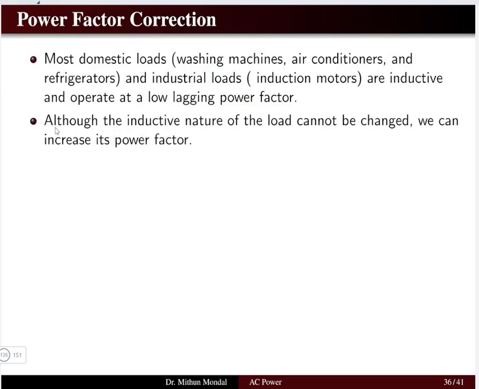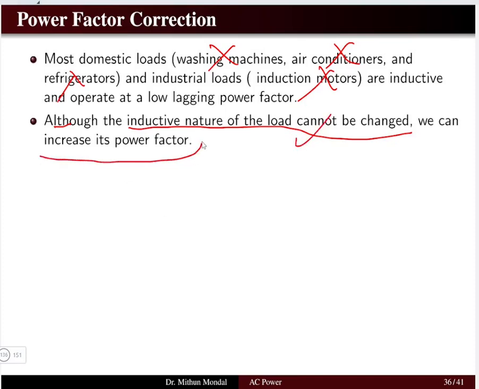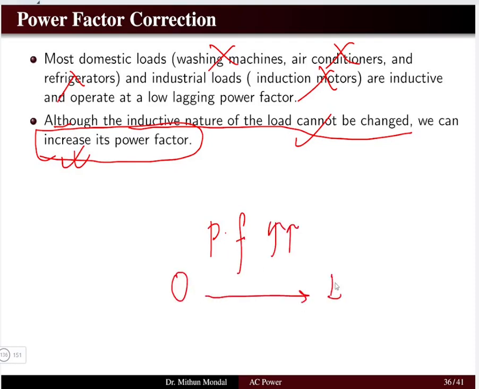Now, although we know that the inductive nature of the load cannot be changed, we can't change the washing machine, the air conditioner, the refrigerator or the induction motor. So the nature of the load cannot be changed. What can we change? We can change the power factor. We have to increase the power factor. You know that power factor lies from 0 to unity, 1. So this is the unity power factor condition. If you go in this direction, it is a low power factor condition. If you go in this direction, that is high power factor.